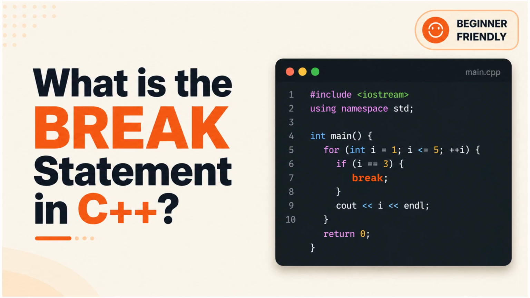You've probably seen it inside loops and switch statements, but what does it actually do? Why do programmers use it? And when should you use it in your own code? Don't worry, I'll break it all down for you in simple English.